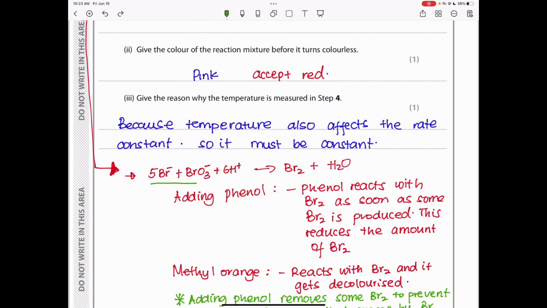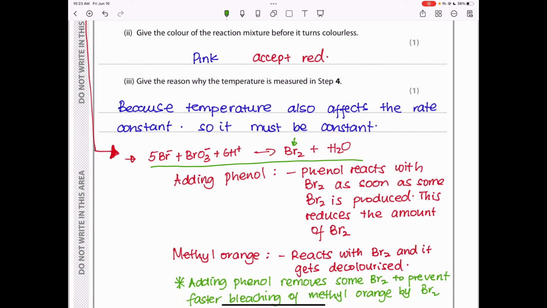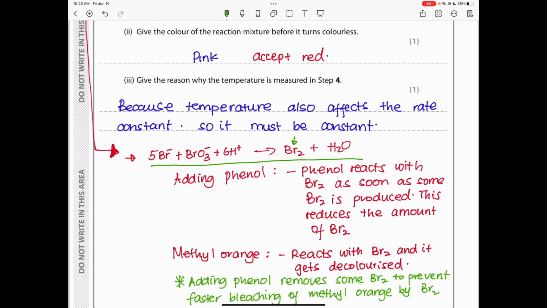This is what we are looking at. So when phenol is added, phenol will react with the bromine, because remember, bromine is produced by this reaction. So the phenol is going to react with the bromine as soon as it's produced in order to reduce the amount of bromine present, so that the methyl orange will only react with the leftover bromine, and then the color change will be observed.